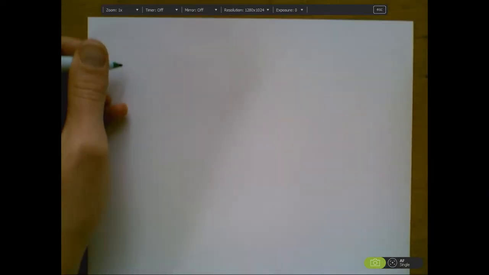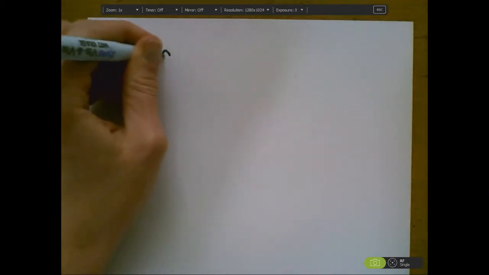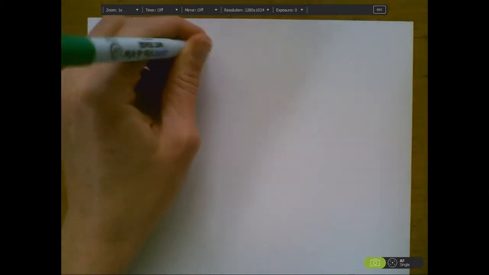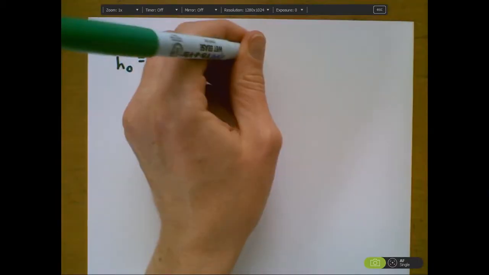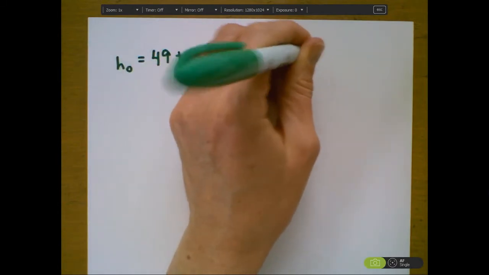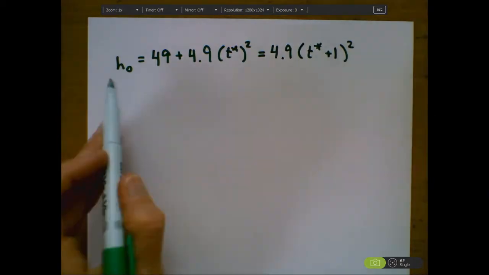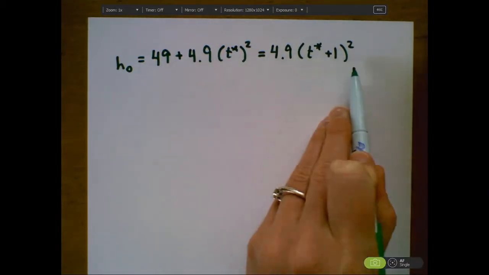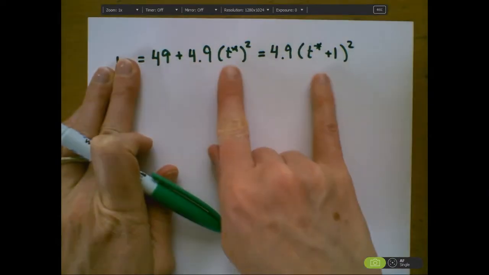So writing what we have, we know that in this case, our h naught is exactly equal to 49 plus 4.9 times t star squared, and that's also exactly equal to 4.9 times (t star plus 1) squared. These are the two equations that we came up with. We solved for h naught, and these are the two things that it's equal to, so they better be equal to each other.